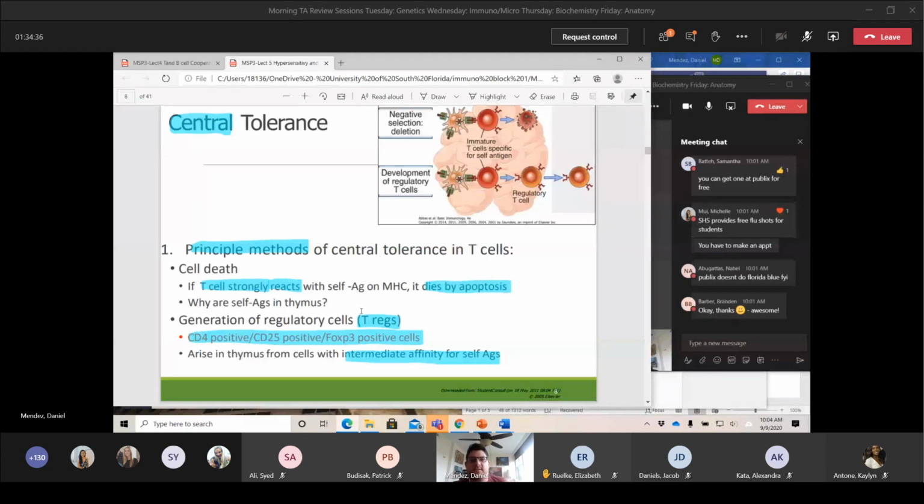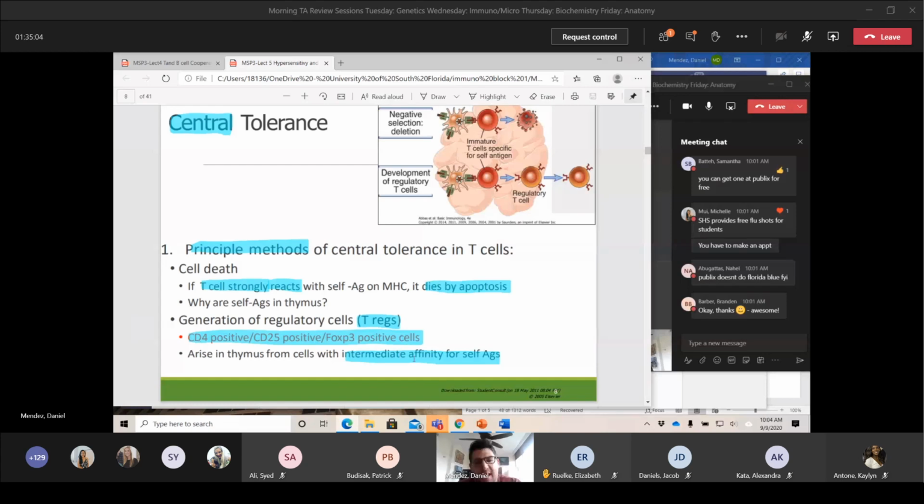So Tregs, it's regulatory T cells. They are CD4 positive, they're CD25 positive, and they're FOXP3 positive. Make sure you know those markers. So they are a helper T cell because they're CD4 positive. But the main distinguishing factors are the CD25 positive and the FOXP3 positive. But make sure you do know they are a helper T cell. So a Treg is a helper T cell because it's CD4 positive.